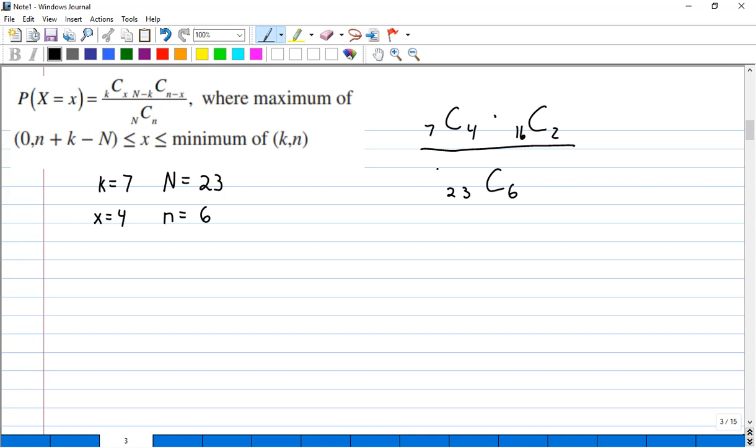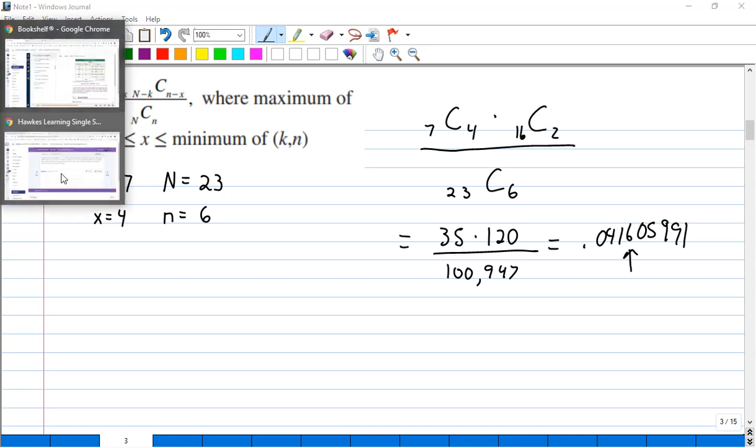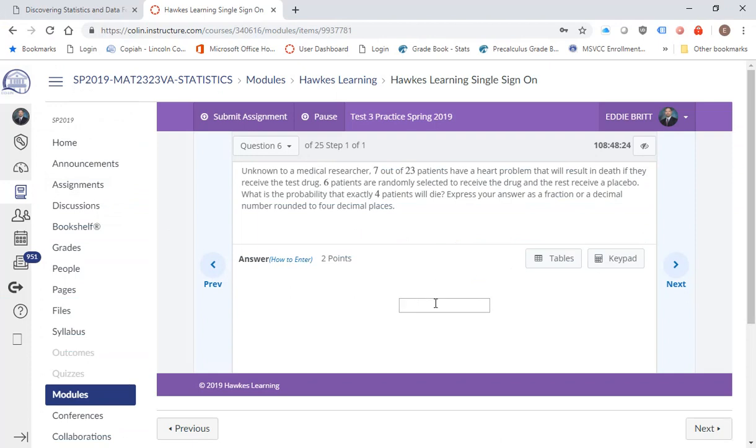You can work out each one of these in your calculator, or work them out using the formula, but you're going to get 35 times 120 divided by 100,947. And when you do that, you're going to get 0.041605991. All right, and the problem, if it tells us to round to 4 places like all these others, we stop there, have a 0, so we do nothing. So 0.0416. And it does say 4 places.